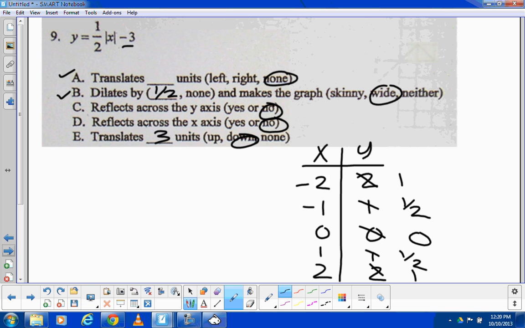All right, no reflections. Now we're going to translate 3 units down, so we'll just subtract 3 from the y's. 1 minus 3 is negative 2. 1/2 minus 3 would be negative 2.5. 0 minus 3 is negative 3. And then again, 1/2 minus 3 would be negative 2.5. And then 1 minus 3, negative 2.